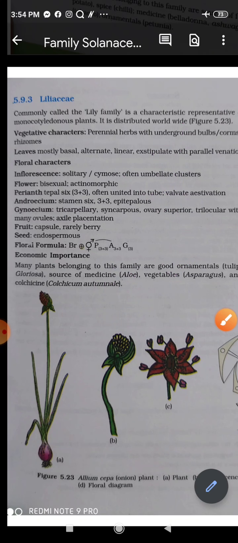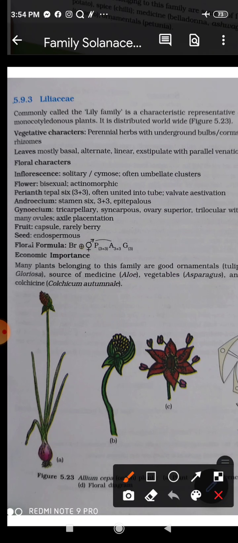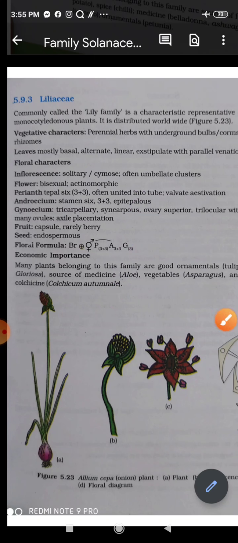Then it says here, they may be alternate also, right? Alternate, I've already explained. They are linear. If you look at the shape, the leaves are thin, right? They are linear. Exstipulate means without stipules, and they show parallel venation. That is one characteristic. This venation is a characteristic of all monocot plants, right?